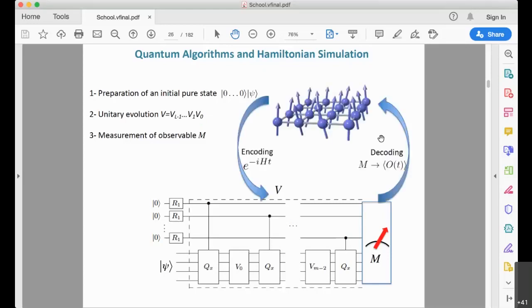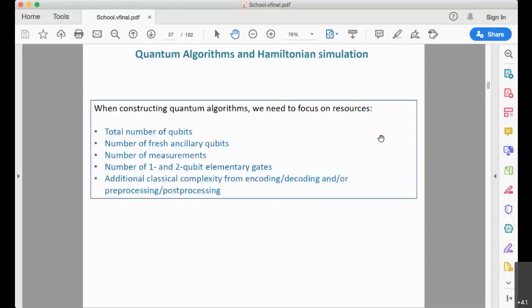So for the Hamiltonian simulation problem, our goal is basically to take our quantum system, somehow encode that quantum system in a quantum algorithm. And then at the end, if we were interested in computing some correlation function, a time-dependent correlation function, then we are going to make some measurement, and from that classical information, we'll decode the information that we wanted, like the correlation function.